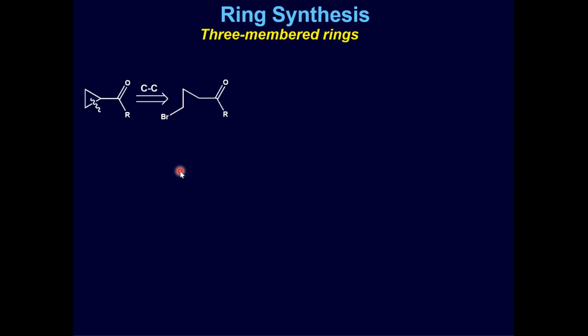When I treat with the base, this carbon is adjacent to the carbonyl group. This is electron deficient due to the electron withdrawing group which is adjacent to this carbon. That's why it is acidic enough to lose the proton, this carbon.